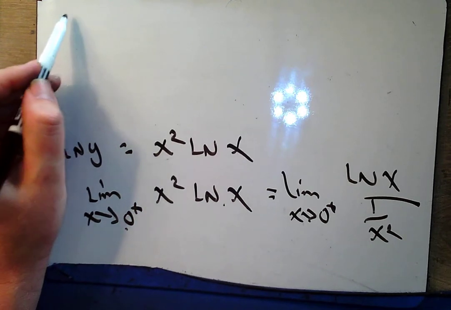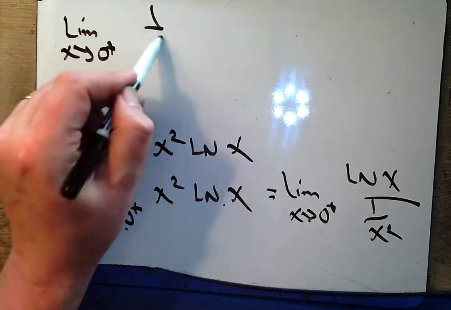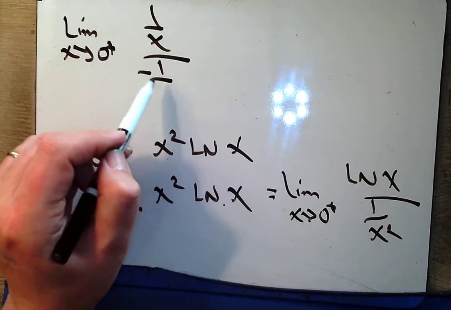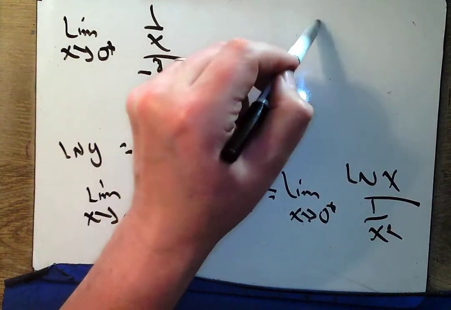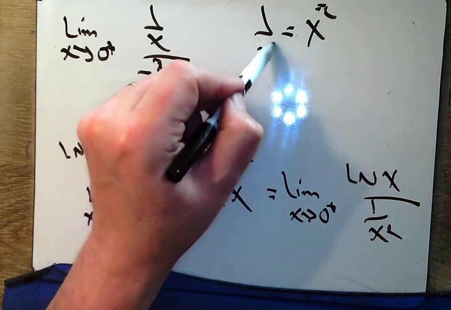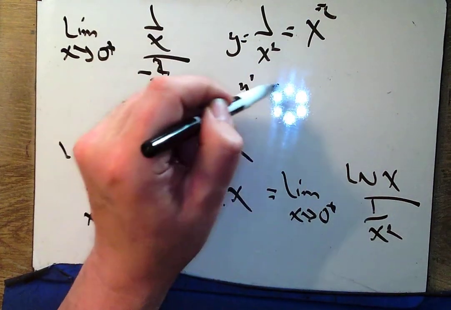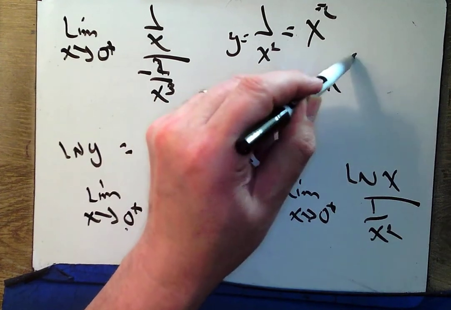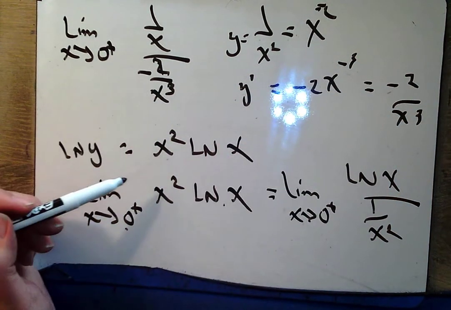So I'm using L'Hopital's, and I'm going to have the limit as x heads to 0 from the positive, 1 over x, negative 2 over x to the third. You probably want me to write that out. How did you know that, Mr. Cooper? Well, 1 over x squared is x to the minus 2. And so then y prime is going to be minus 2, x to the minus 3, or minus 2 over x to the third. There it is.